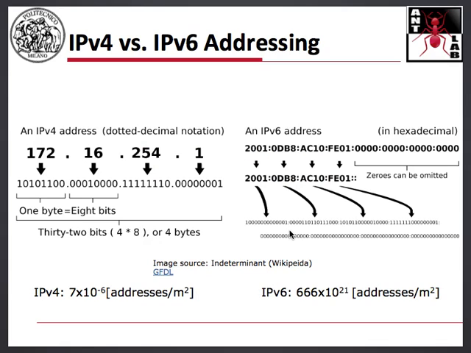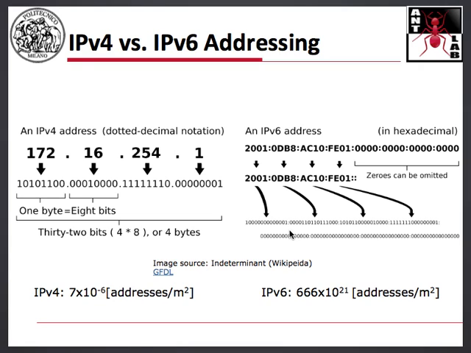On the addressing side, I guess that's very simple. On the left-hand side, you have the IP version 4 address, and on the right-hand side, you have the equivalent or the corresponding IP version 6 address. The first difference is size, 32 versus 128 bits. Second difference is how the address is represented in practice.